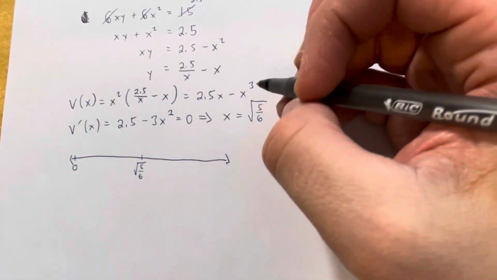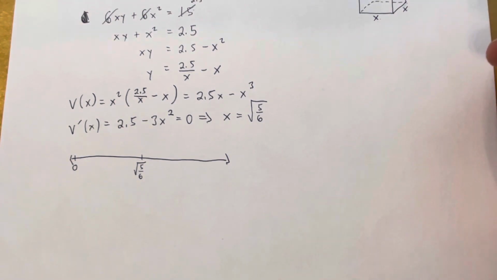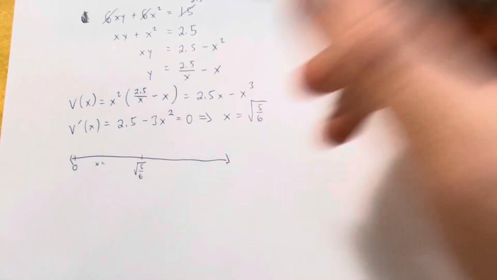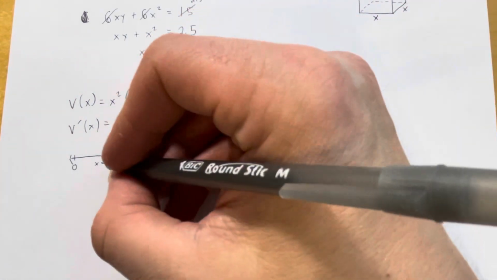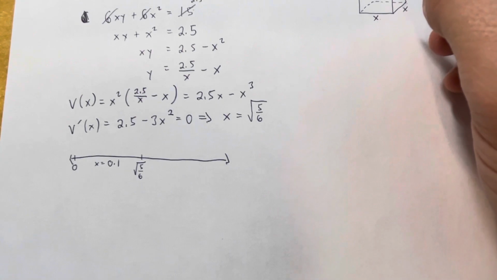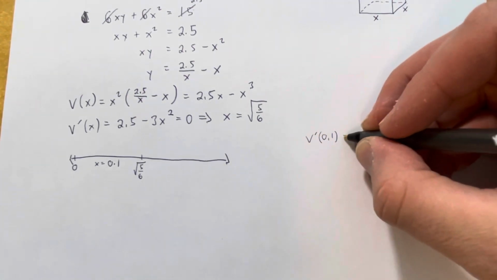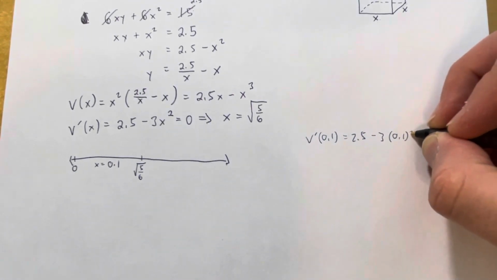What I would like to do is pick something to the left and to the right of that square root of 5/6, plug it into my derivative and see if I get a change from increasing to decreasing, or vice versa, or neither. So we need to pick a test point over here. Now you can plug that into a calculator and get a decimal to see what I could compare my test points to, but 0.1 is smaller than this. So I'm going to plug 0.1 in. What is v prime of 0.1? Well, that would equal 2.5 minus 3 times 0.1 squared.